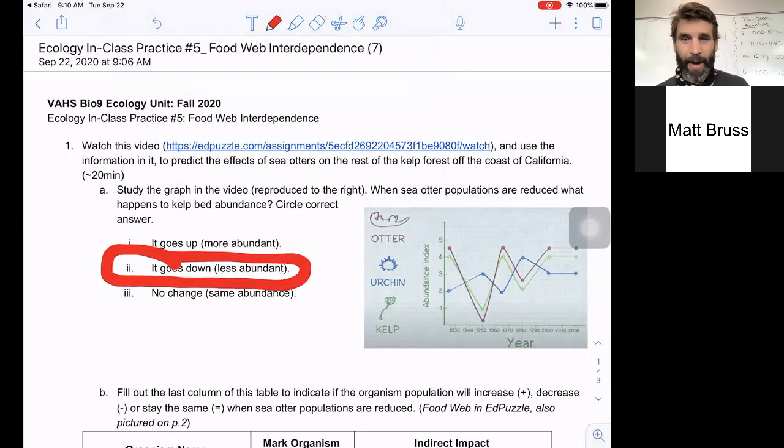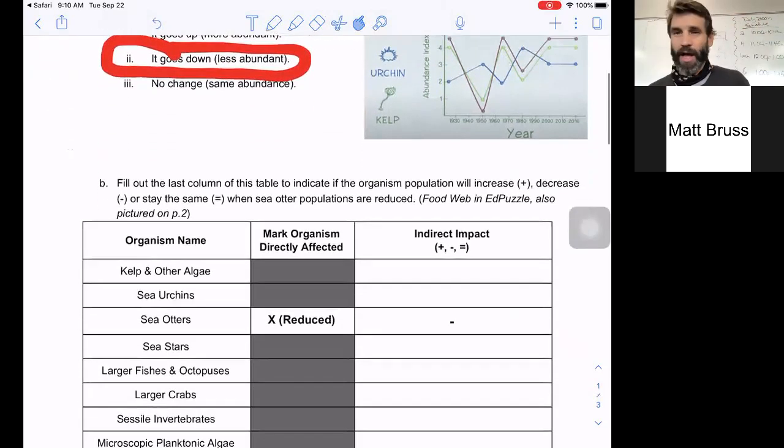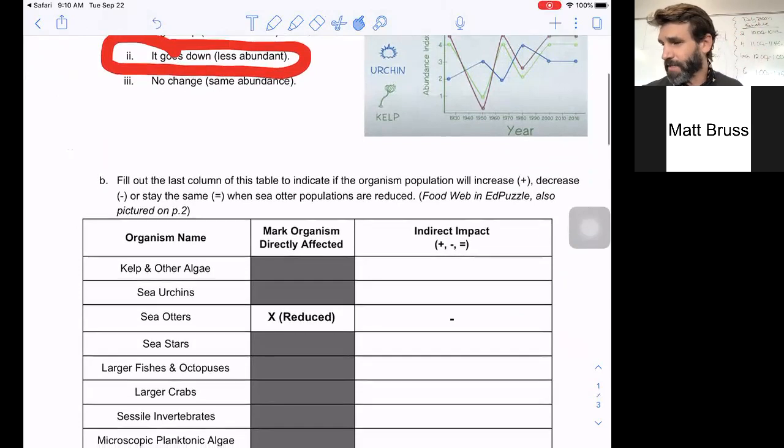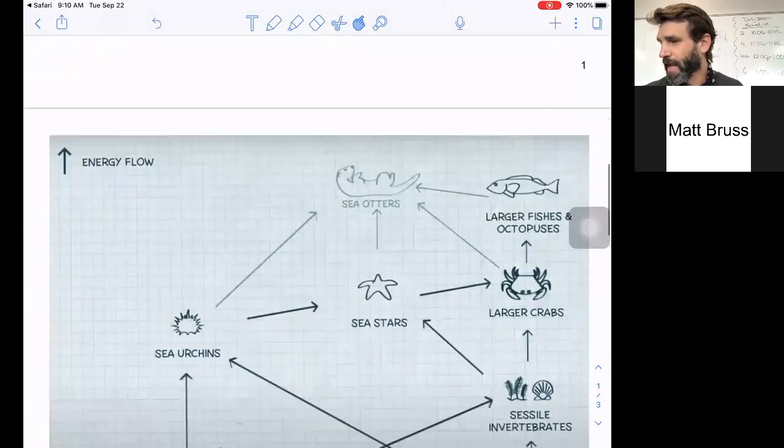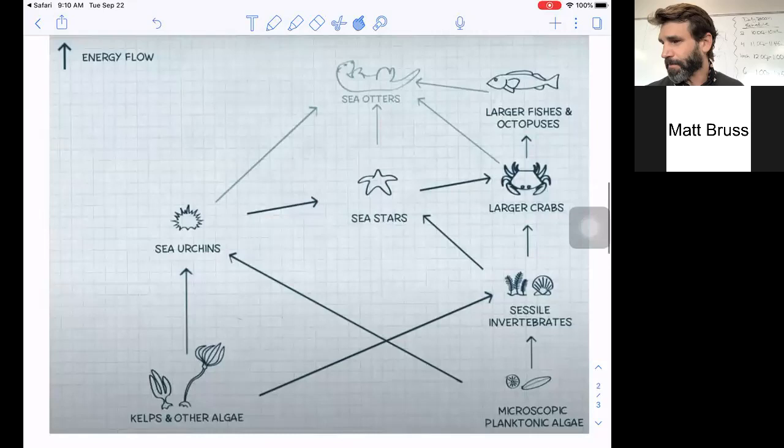When sea otter populations are reduced, kelp populations go down. Okay, so now later in the video, we expand out this ecosystem, this food web, from simply just sea otters, sea urchins, and kelp to many other animals, organisms in this marine ecosystem. And here's what we're looking at here.